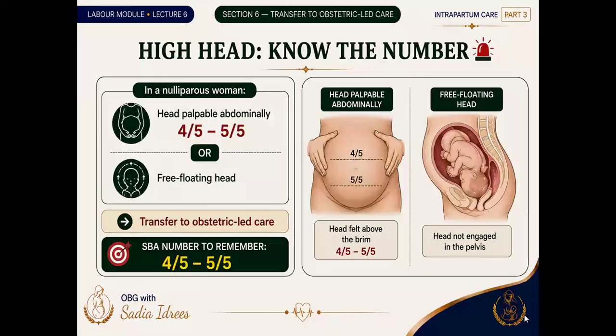So I was here at high head. Whole head can still be felt abdominally. The head is high. And 4 by 5 palpable means that most of the head remains above the rib. In other words, the head is not well engaged. And notice that this criteria specifically mentions nulliparity.